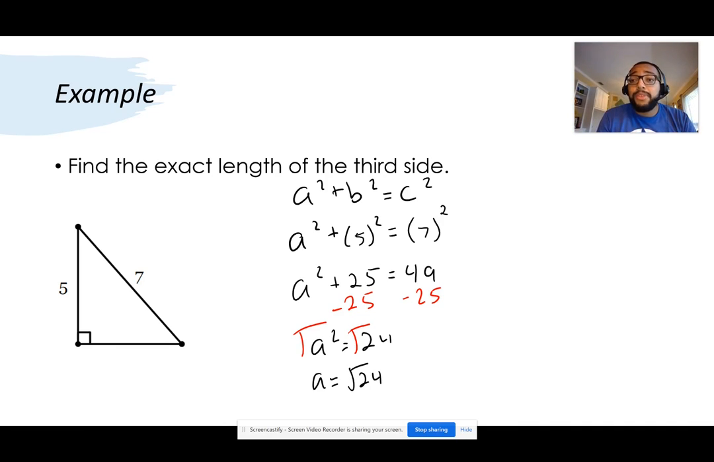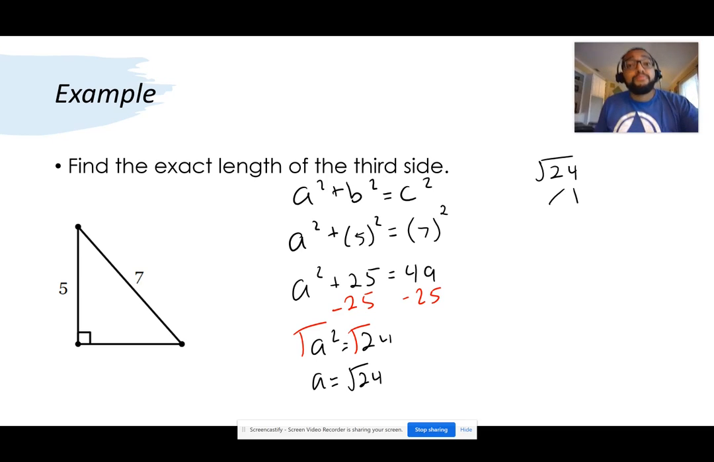Now, there's a couple things here with this question. Okay. First off, it says find the exact length of the third side. While yes, this is correct, that it is the square root of 24, we're going to go ahead and see if we can reduce this radical. Remember that, reducing radicals? Something you did in Algebra 1.